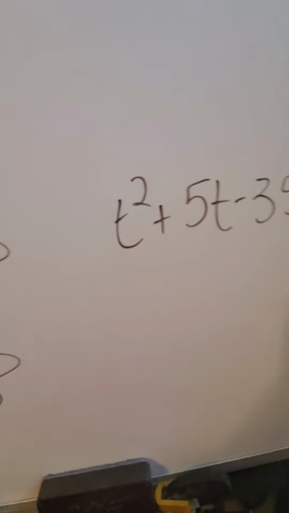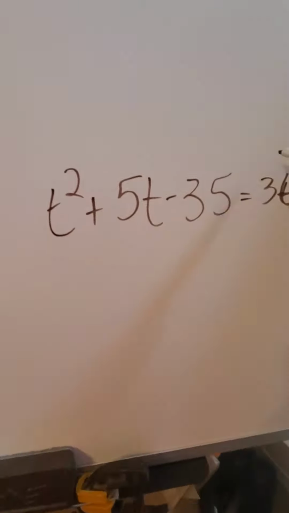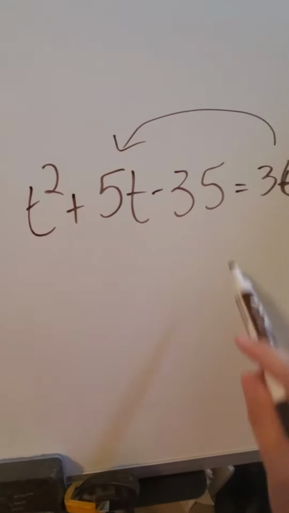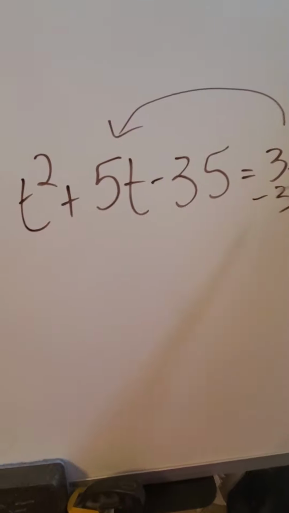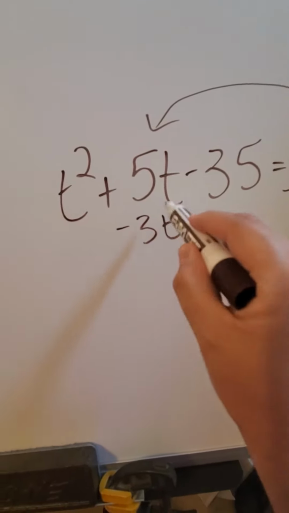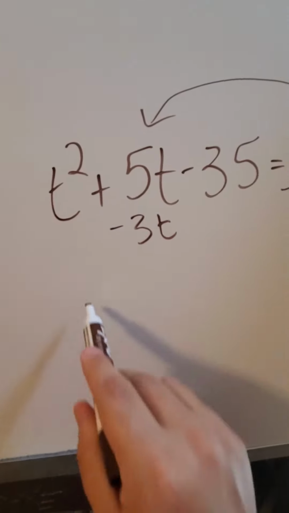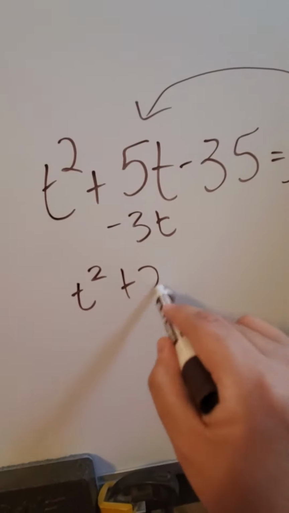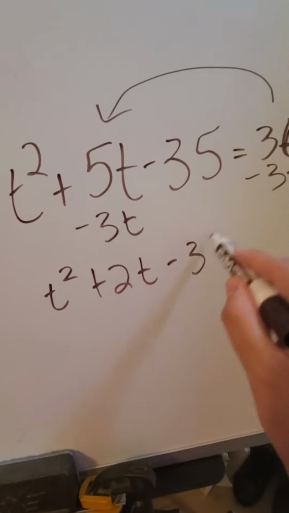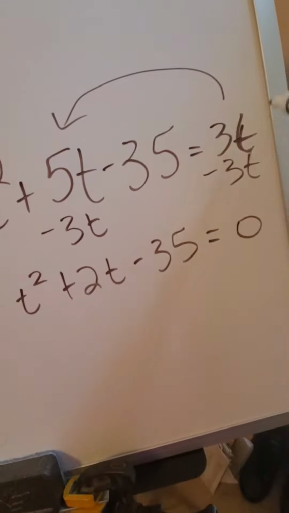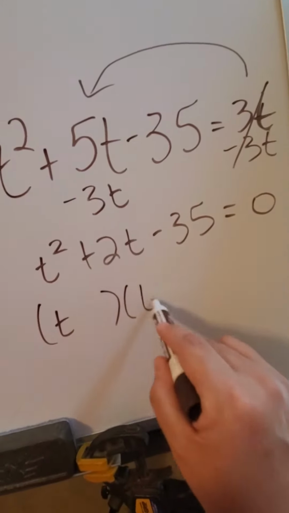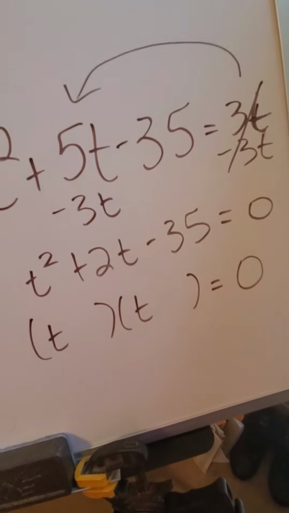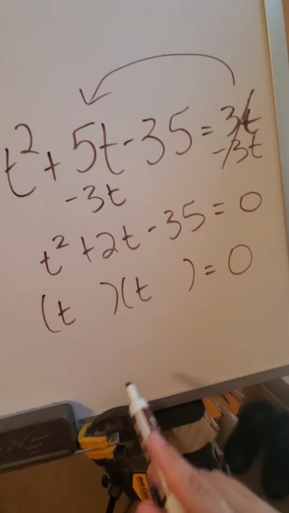All right, and then on G, same kind of thing. I've got to move this over, right? I got to move that 3t over. So to move it, I'd say minus 3t, minus 3t. I'm going to put it right under the other t. So that'd be t squared plus 2t minus 35 equals 0, because those cancel. Now again, I'm just doing a t instead of an x. All right, so negative 35.